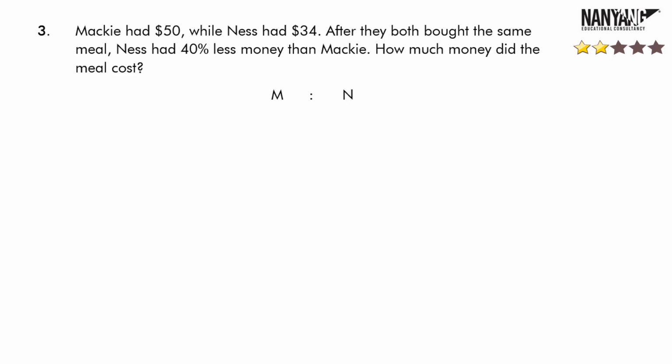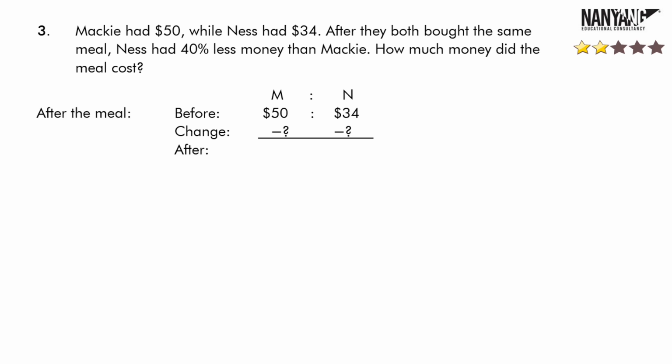So our first step is to write down the ratio of Mackie and Ness. On the before row, it will be $50 is to $34. Our change is unknown because we don't know how much the meal costs and we need to find it. After that, let's look at the ratio first. We need to simplify it.